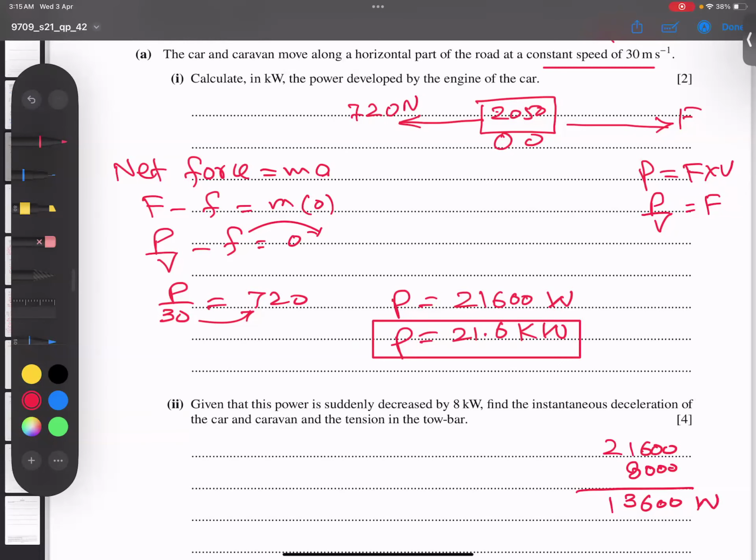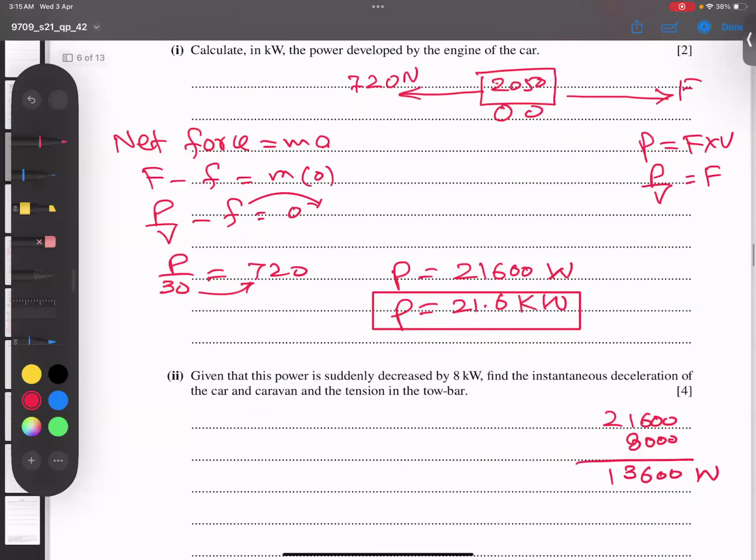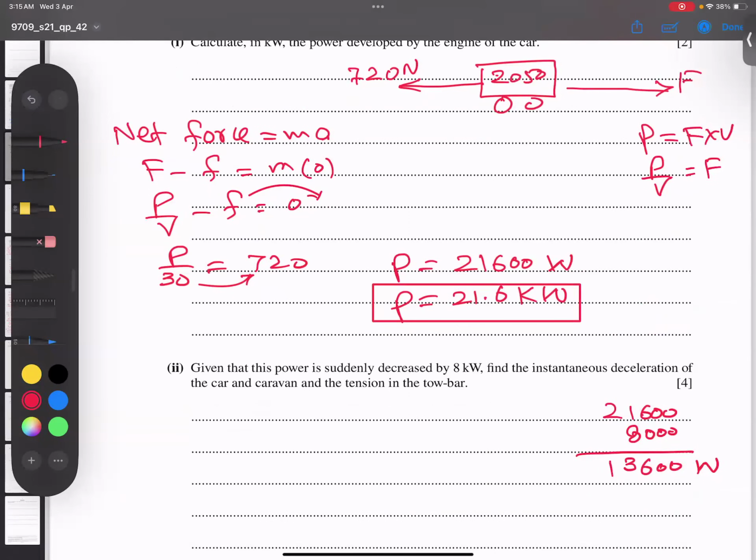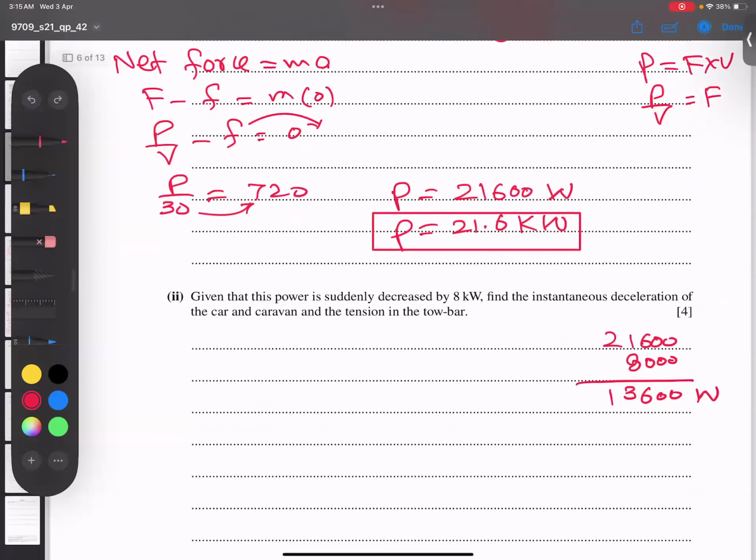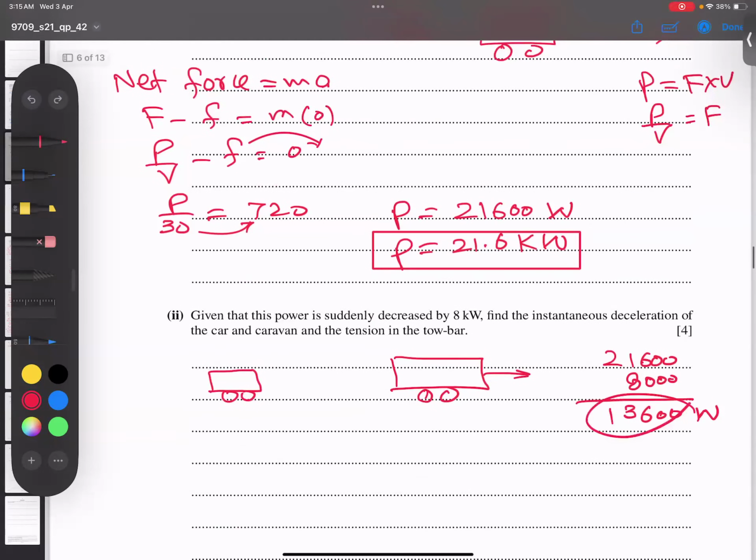Now what question is he asking us for 4 marks? He said find the deceleration and find the tension in the tow bar. Whenever we need a tension, especially, we have to make both particles separate. Very, very important. And this time the power is this, and you know the formula remains the same. If I plug it in here, we can see he said acceleration.